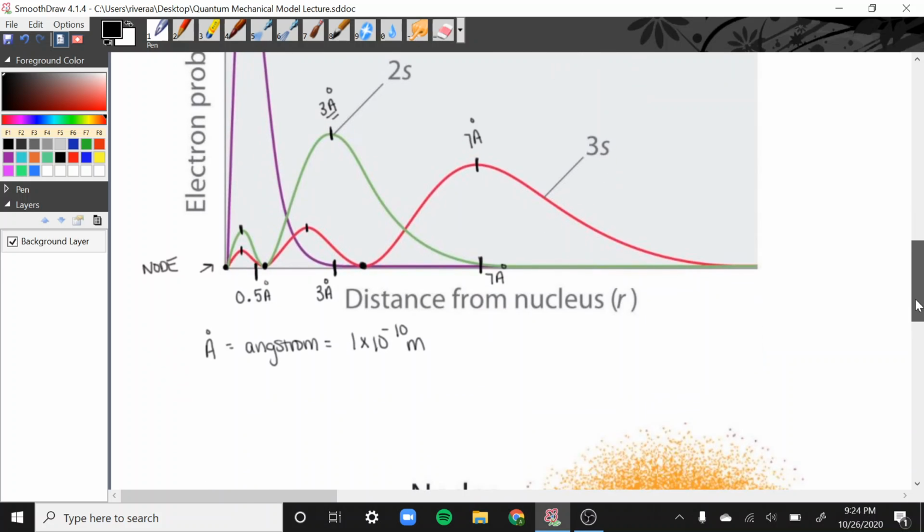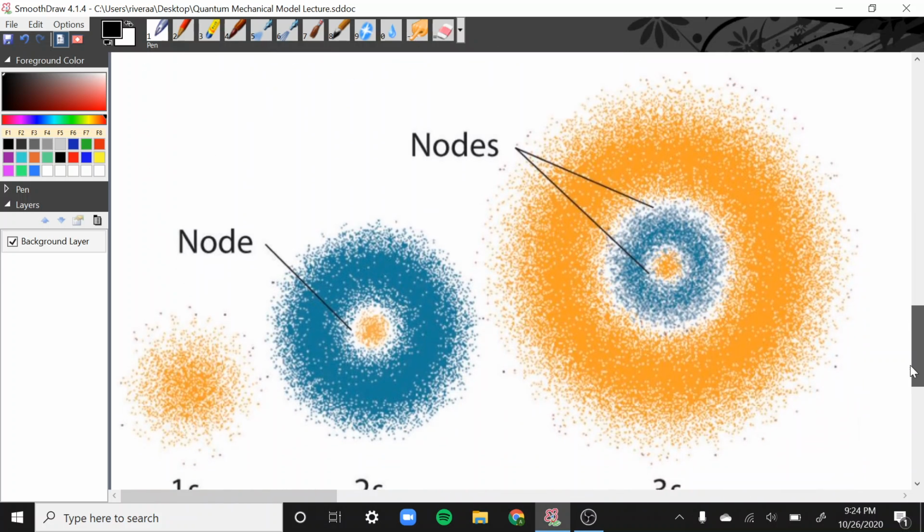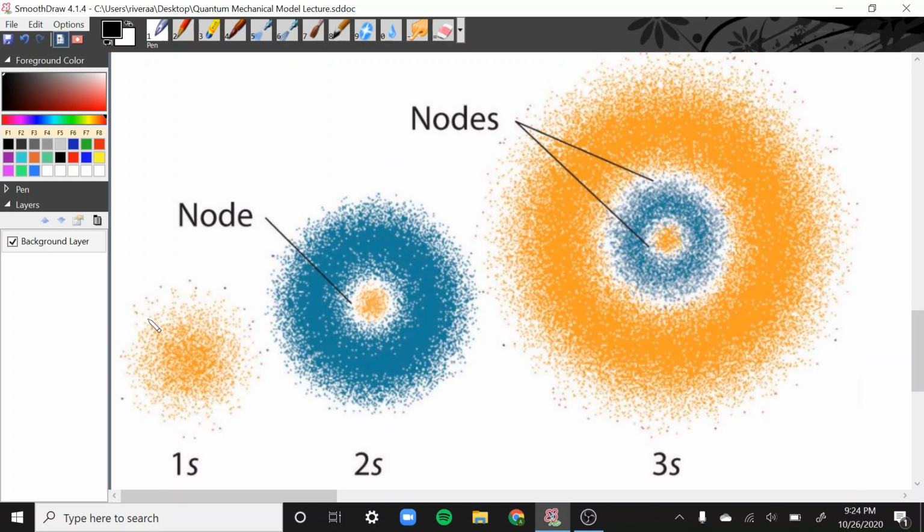Here's what I'm talking about with these nodes, you guys. Aha, isn't that pretty? Here are all of the places where we can find a 1s electron. There's that 1s electron. Here are all the places we can find that 2s electron and then the 3s electrons. These white areas represent those nodes where the electrons cannot be. There's also a node at the nucleus, obviously.